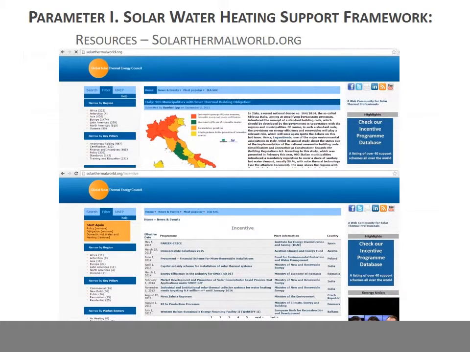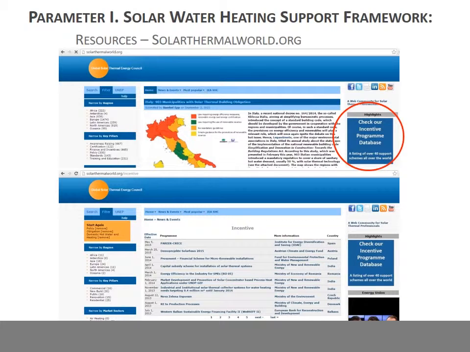Solar Thermal World also provides a database of over 40 incentive and loan programs from around the world, updated on a regular basis. This database can be accessed from the rotating banner underneath the Highlights button on the right column of the page, or can be accessed directly through www.solarthermalworld.org/incentive.